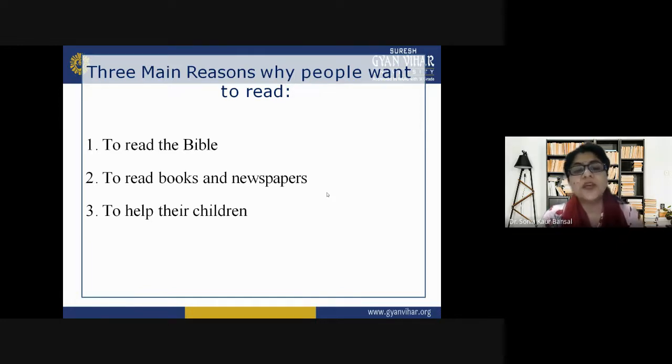Then secondly, maybe you want to read books and newspapers, story books and newspapers. And thirdly, maybe you want to help your children. So that's why people want to read. These are the basic three things that actually lead people to read something.